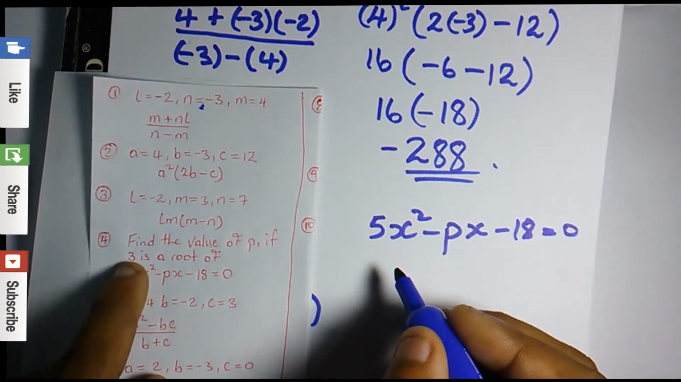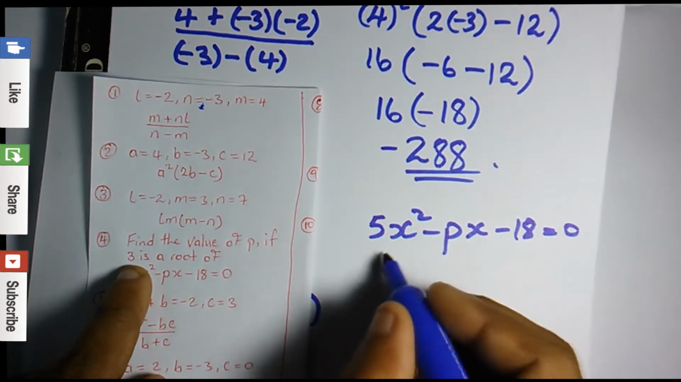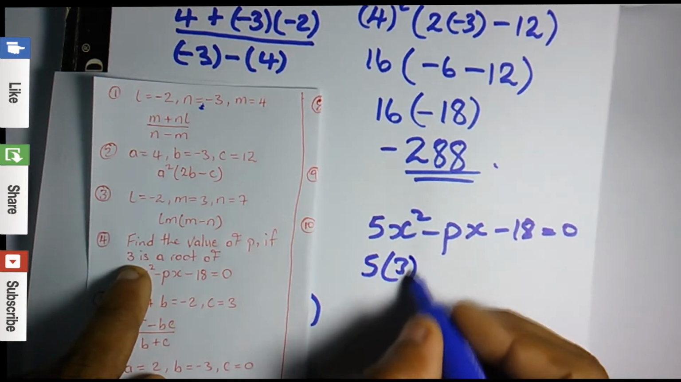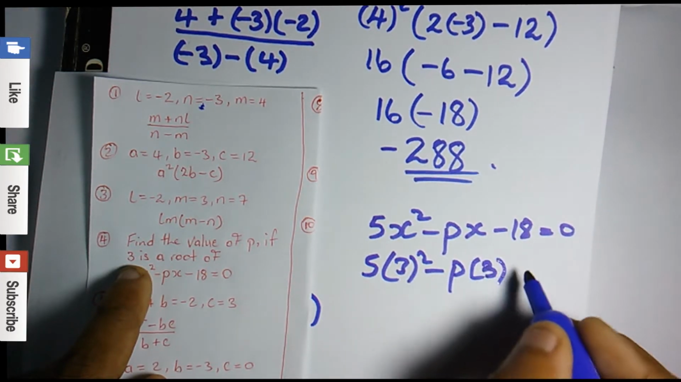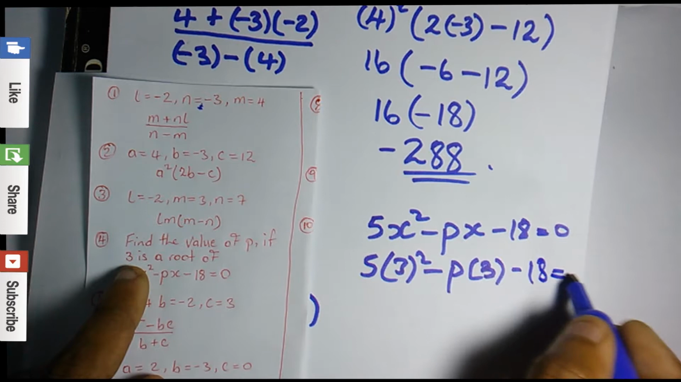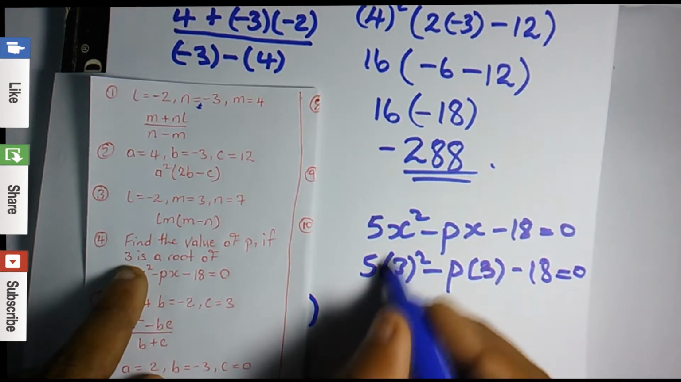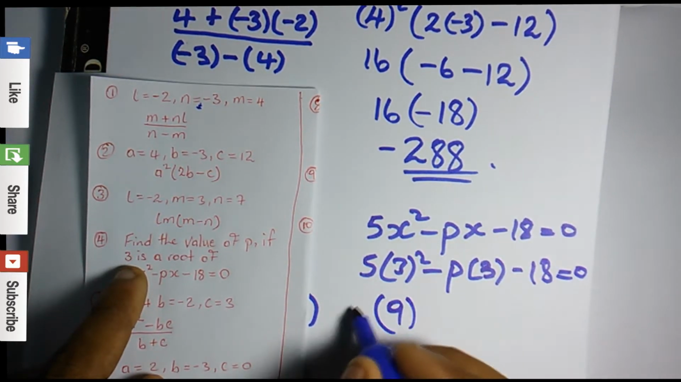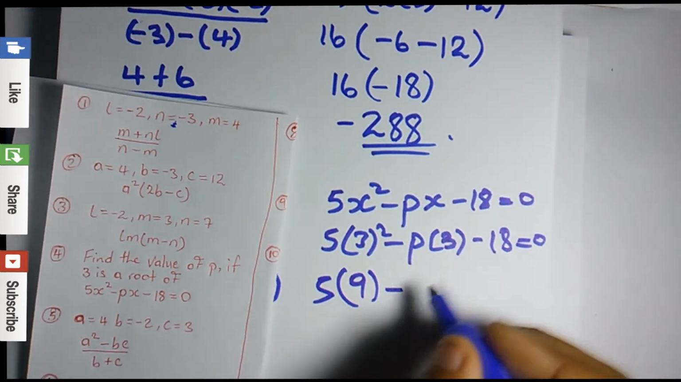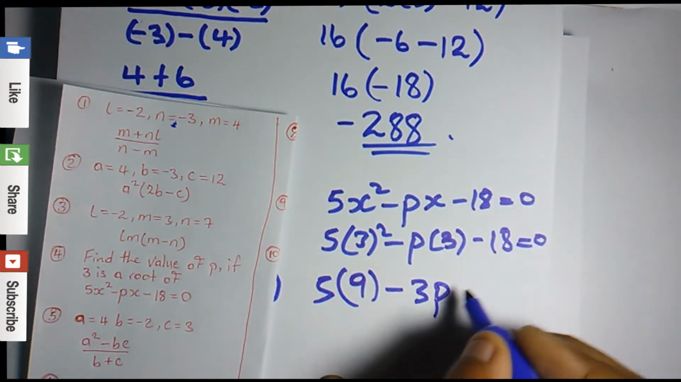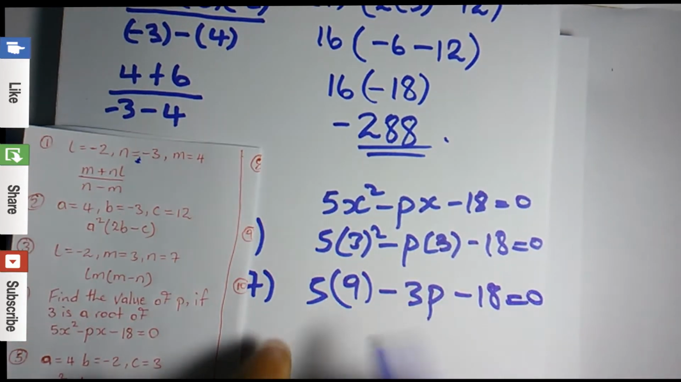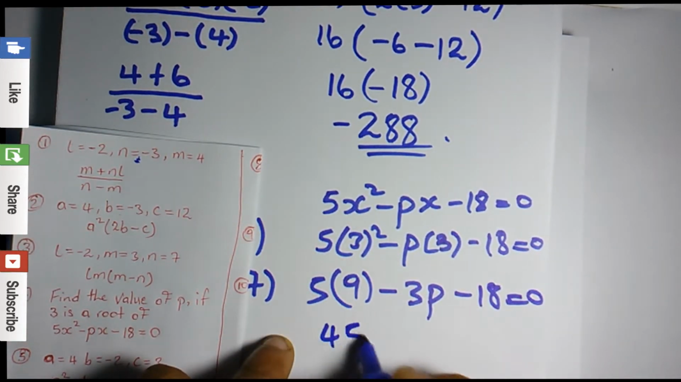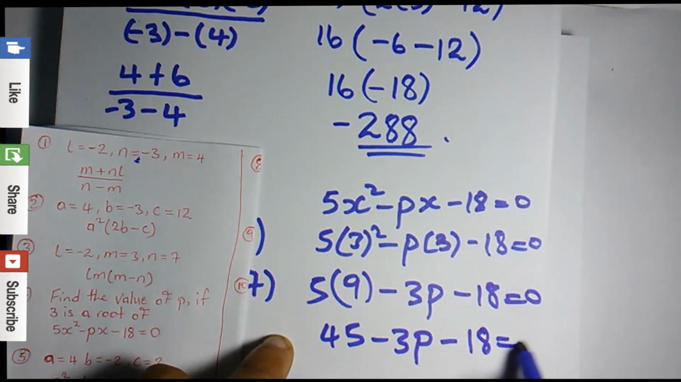So it's going to be 5x squared minus px minus 18 equals 0. So remember, x is what? x is 3. So it's 5 times 3 squared minus p times 3 minus 18 equals 0. So 3 squared is 9. 9 times 5 minus 3 times p is 3p, minus 18 equals 0. Now 9 fives is 45, minus 3p minus 18 equal to 0.